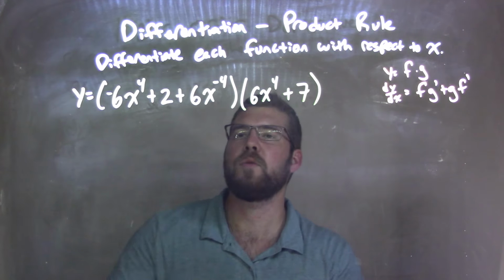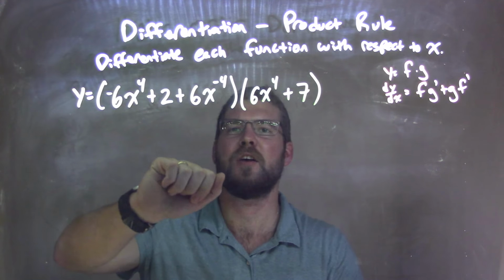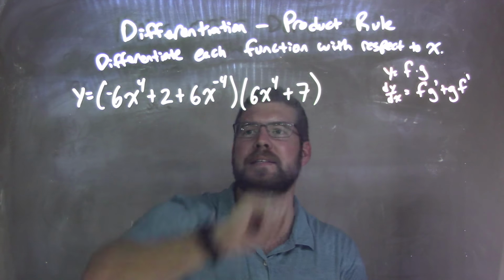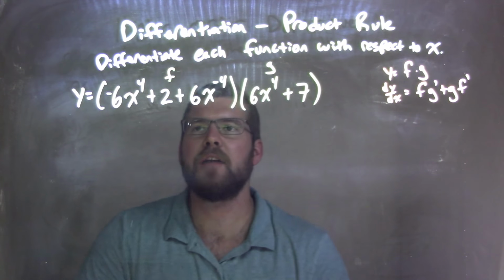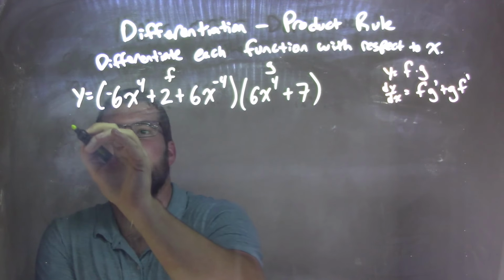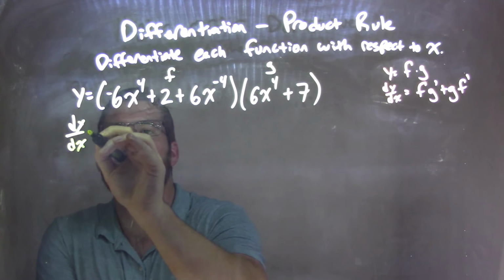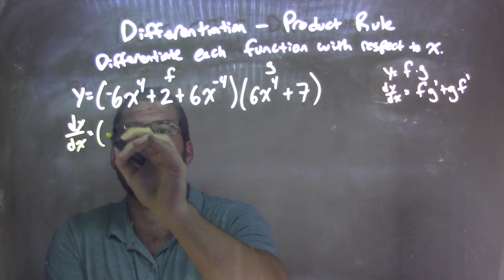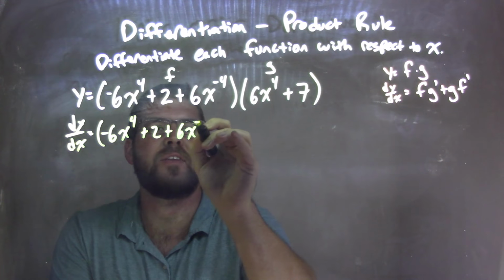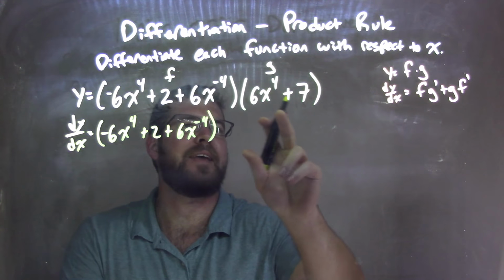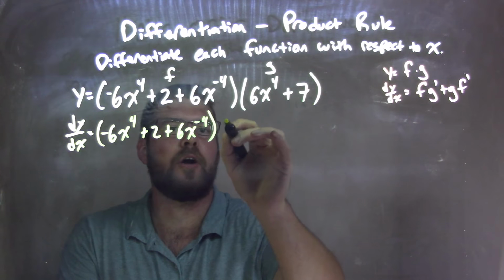Okay? So I can see this big function here is broken down as two functions being multiplied together. So I'm going to label this one my f and this one my g. And so now I'm going to apply the product rule when I take the derivative, dy dx here. And I'm going to take the first part, my f, and rewrite it, negative 6x to the fourth plus 2 plus 6x to the negative fourth. But then I'm going to take g prime, the derivative of our g here.